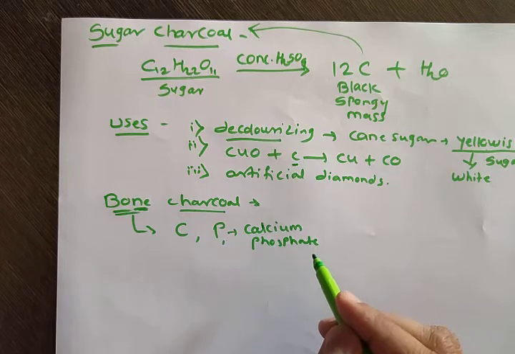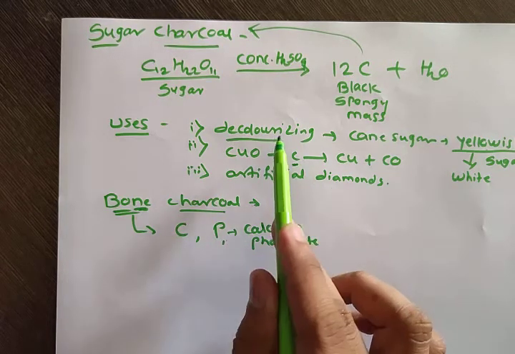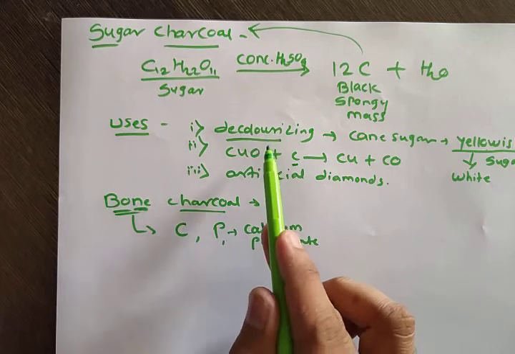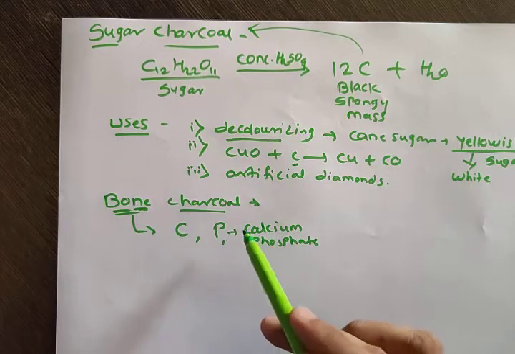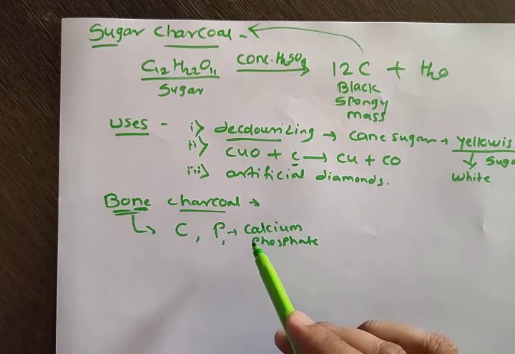This bone charcoal has a good decolorizing property. So again, as we have seen in sugar charcoal and wood charcoal also, this bone charcoal has a decolorizing property. That means it is used for decolorizing. Okay.